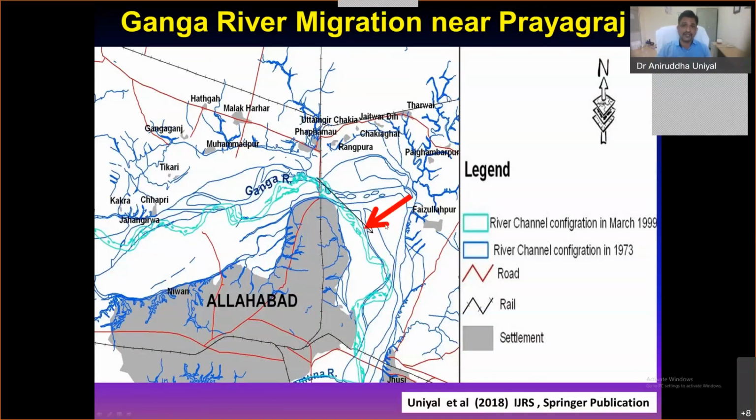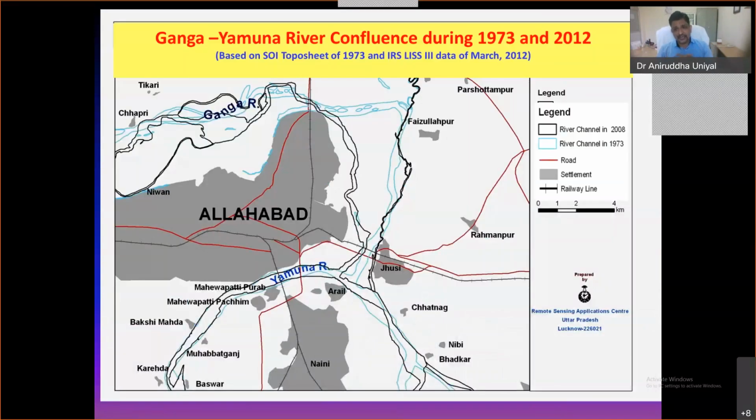A satellite image of 1999 was taken, and then the river channel was drawn. It is shown with this particular color, and then again an image of 1973 was taken, and the channel was drawn from that. It was superposed on GIS, and then we can see how much has been the change in a particular direction. This is another example wherein we are monitoring it between 1973 and 2012. And you see that this is around 2.5 kilometers of southwesterly migration.